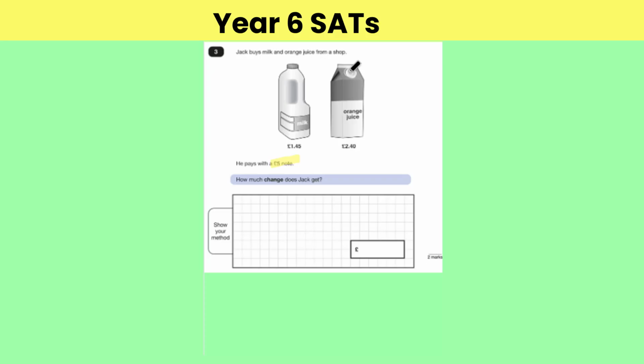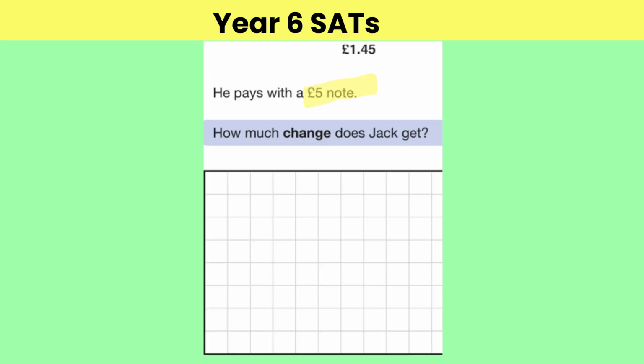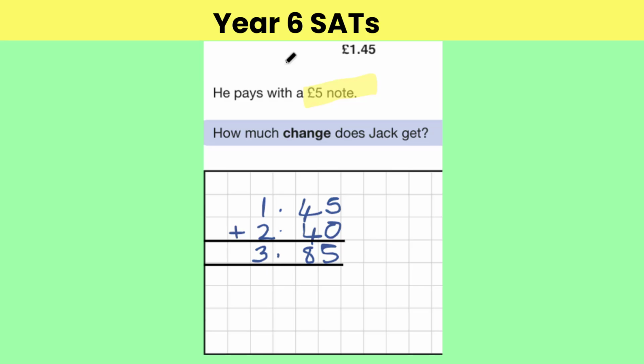So this is a simple 2-step problem. There are 2 marks available. We need to first find out how much the milk and orange juice cost by adding them, and then we need to subtract it from £5. So we first need to add up our £1.45 and our £2.40. Now you might be able to do this mentally. If you can, go for it. 5 plus 0 is 5, 4 plus 4 is 8, 1 plus 2 is 3. So we know that he paid £3.85 for the milk and the orange juice.